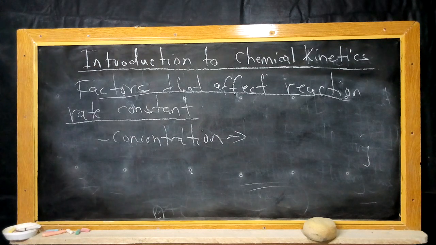Now in this case, for concentration, you find that when the concentration of the reactants is increased, there's a likelihood of the reactant molecules colliding at a faster rate. So when the concentration increases, the rate at which the molecules collide also increases, which means the concentration will affect the rate of a chemical reaction.